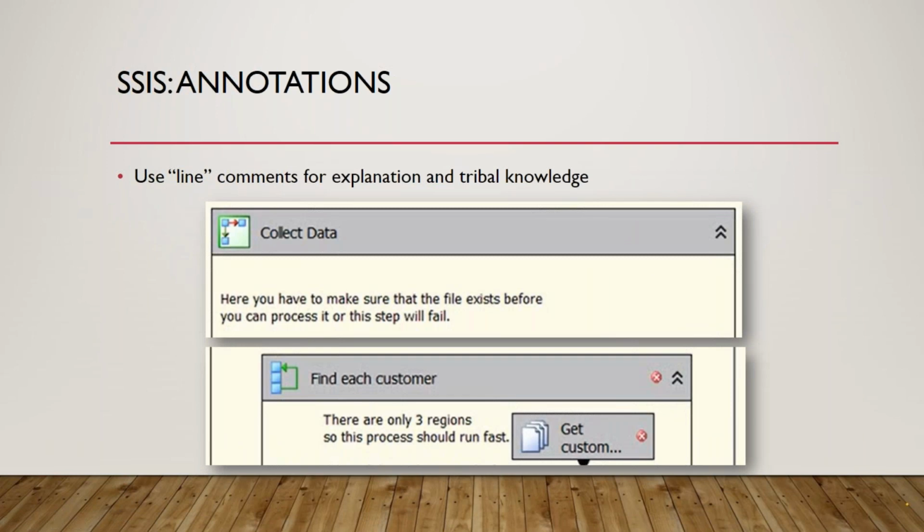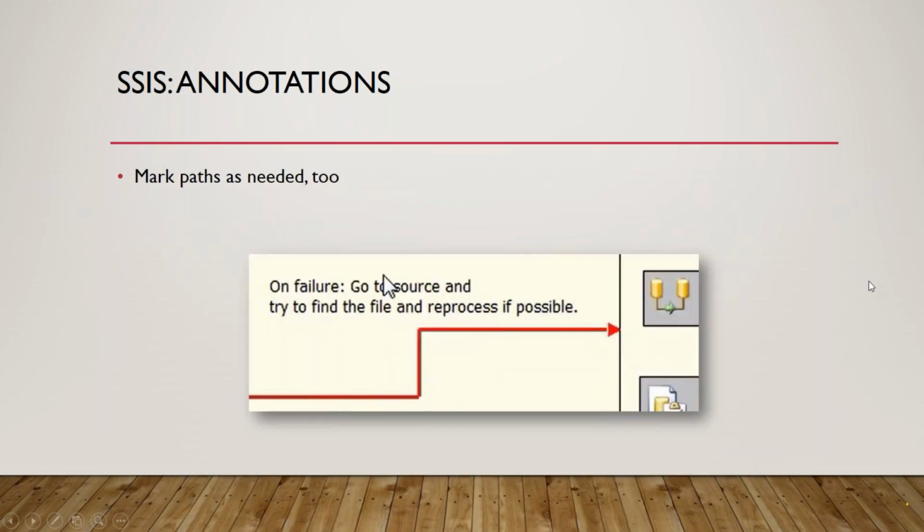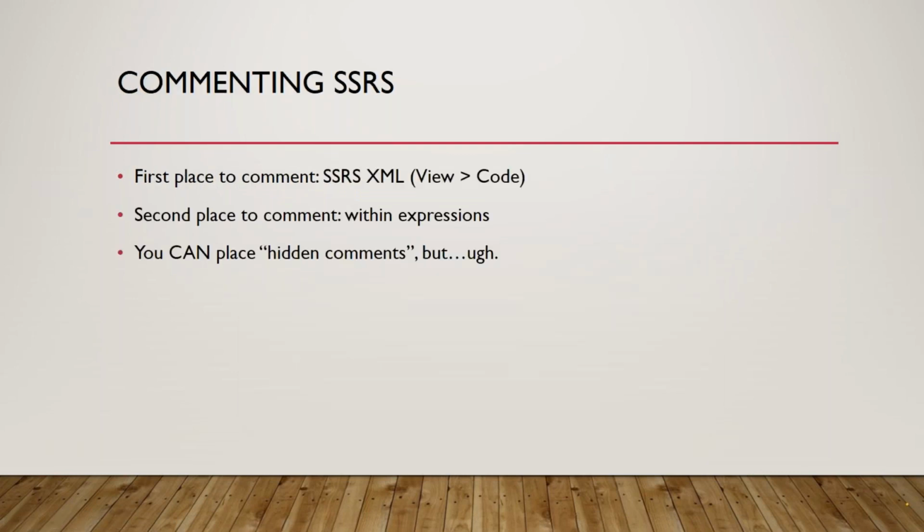And as far as what would be individual line comments inside your stored procedures, again, you use little annotations inside the objects that need them. Here you have to make sure that the file exists before you do this. There are only 3, and so forth and so on. Very, very useful stuff. You can do the same thing with paths as well.